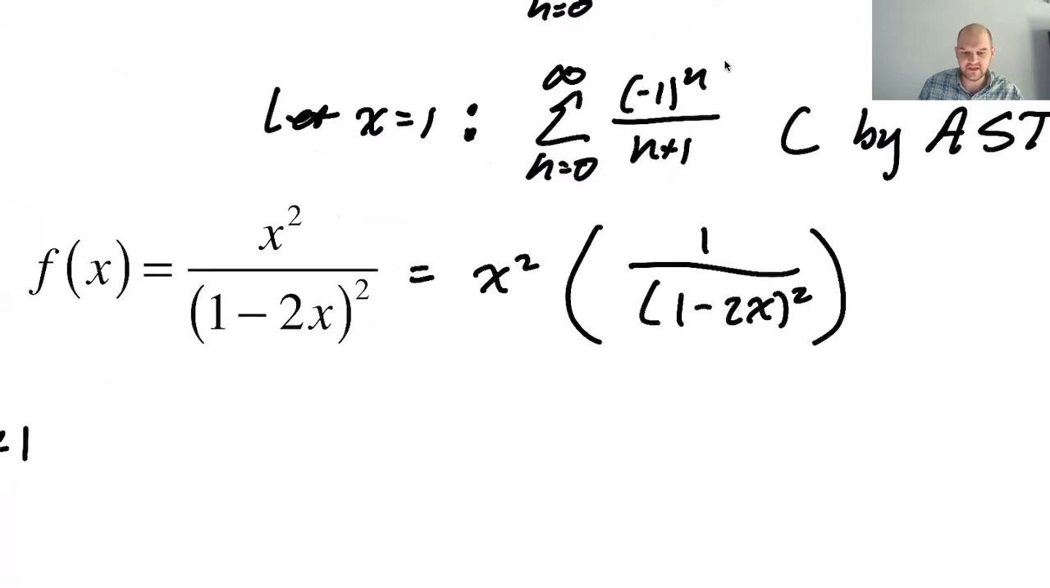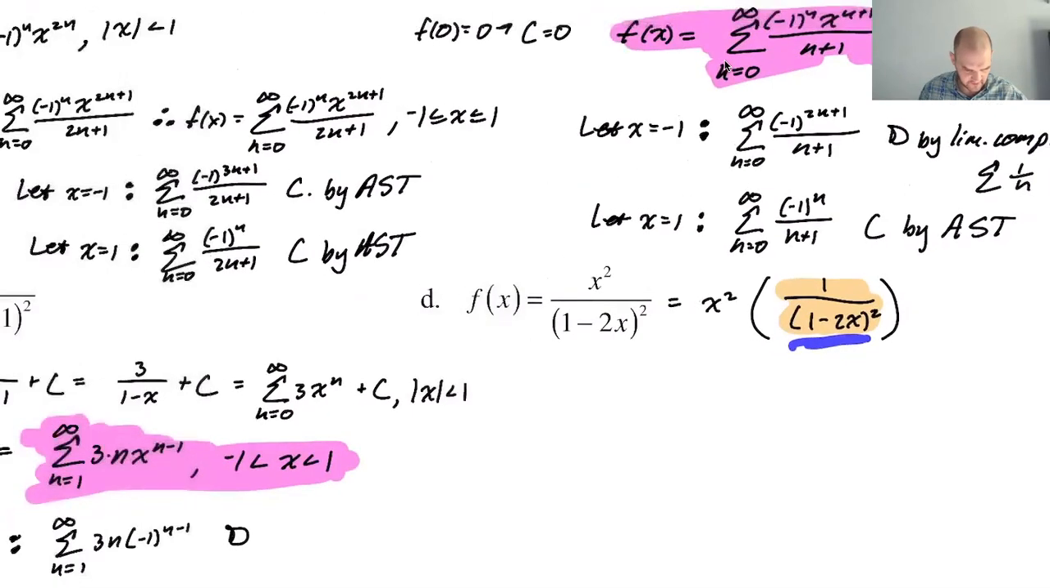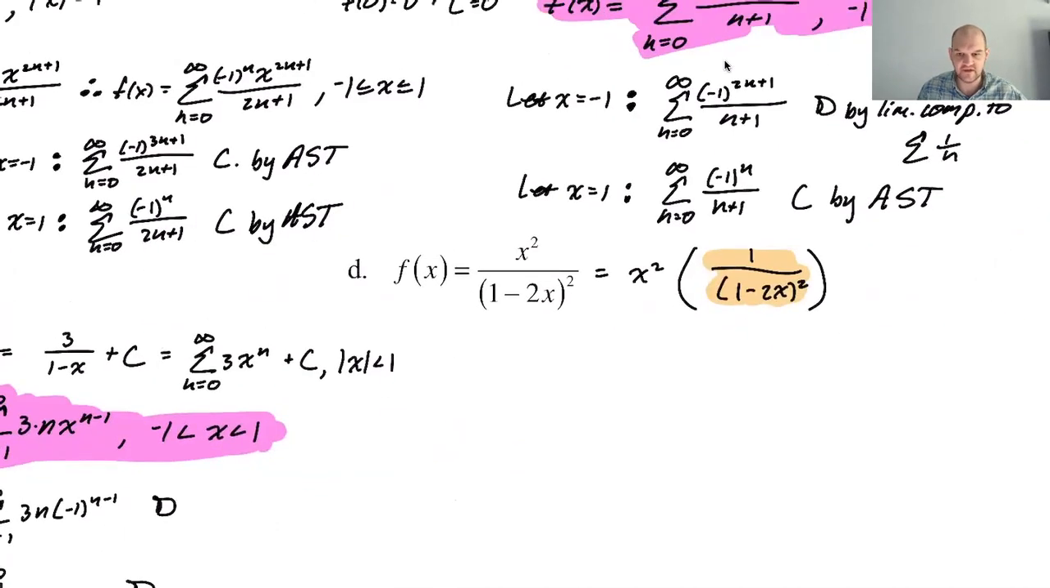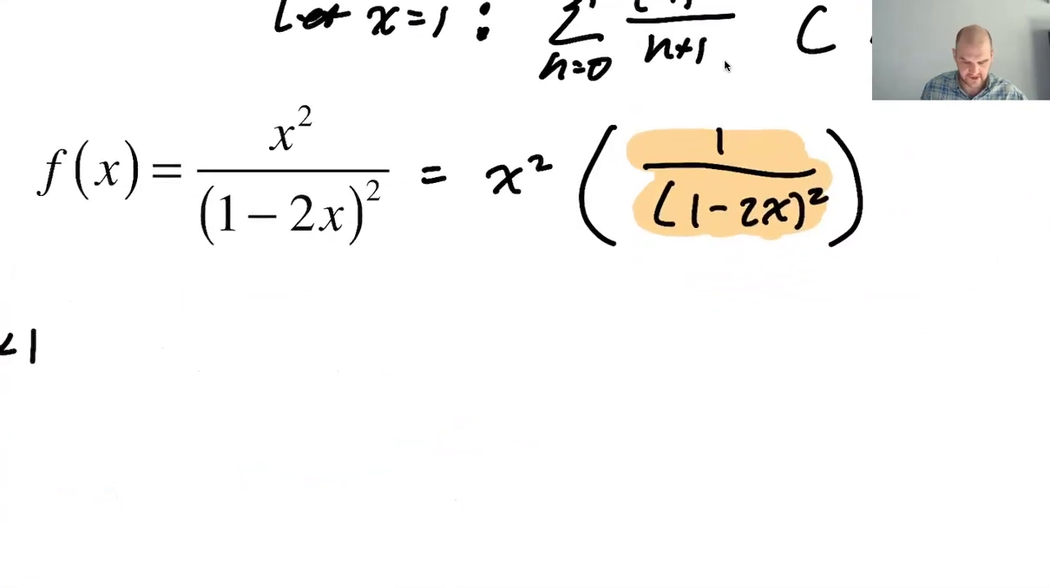Now, the reason I'm doing that is that I'm going to focus in on this thing, and I'm going to try to write a series for this. And then once I'm done writing a series for that, I'll just multiply by x squared, and that's going to work. Every term of that series multiplied by x squared, that should work. The issue is, how do I write a series for this? Well, if you just did the previous problem over here, you probably have some idea that maybe we should find the integral of that. So let's see if we can do that.